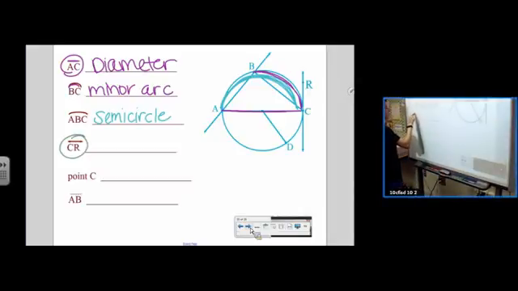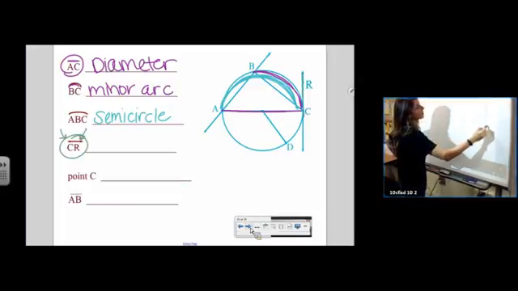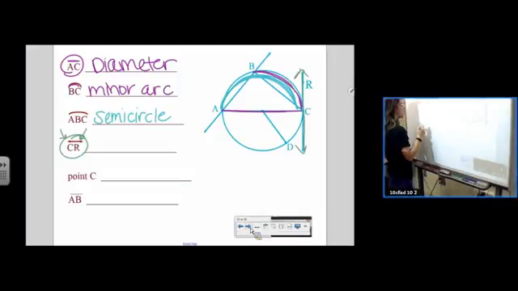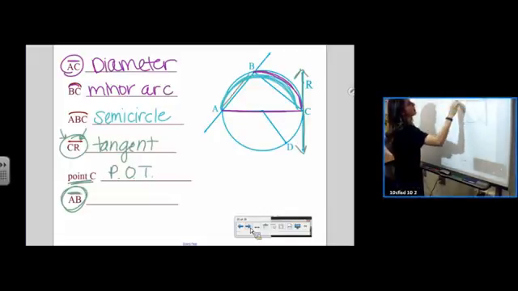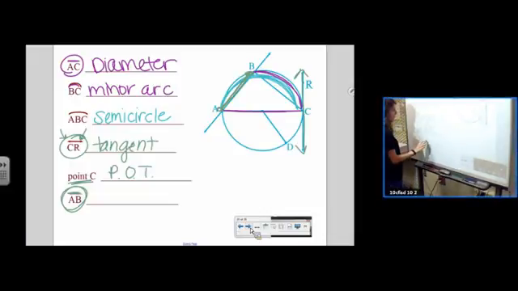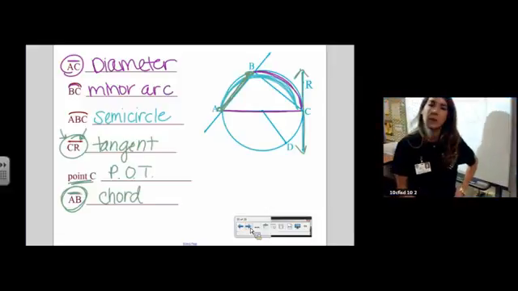Line CR. It's very important that you see that that has arrows. Line CR touches the circle 1 time. It is a tangent line. Point C is the point of tangency. And then this one says segment AB. So don't use the whole line. We only want the segment. And segment AB is a chord. You spell chord with a CH, not a CO.